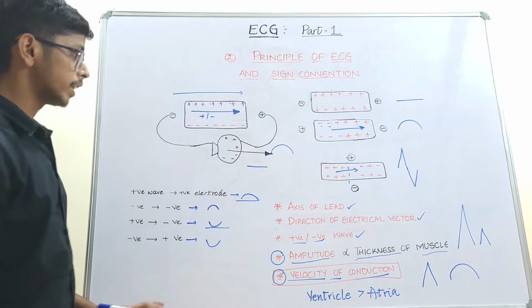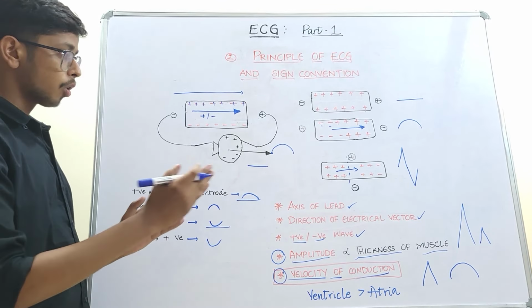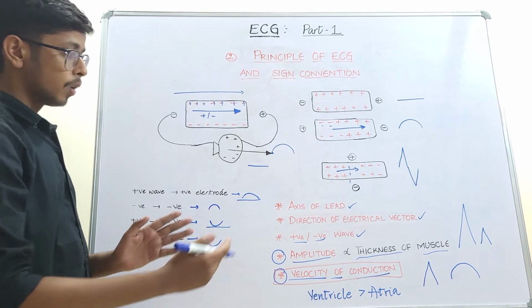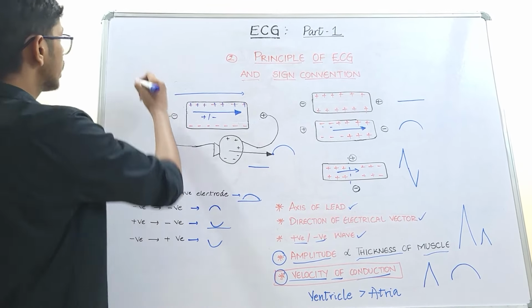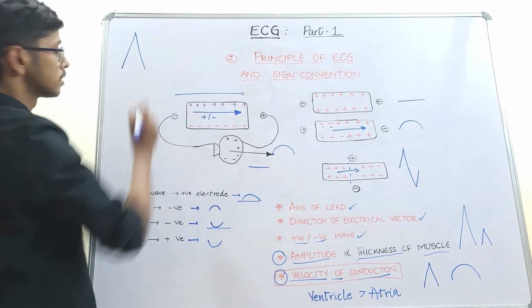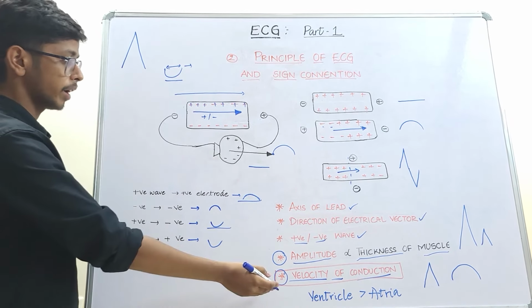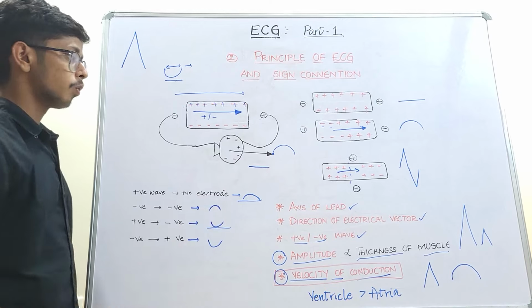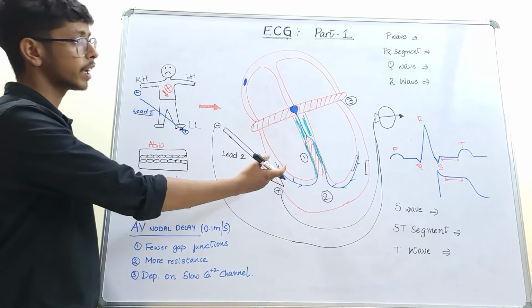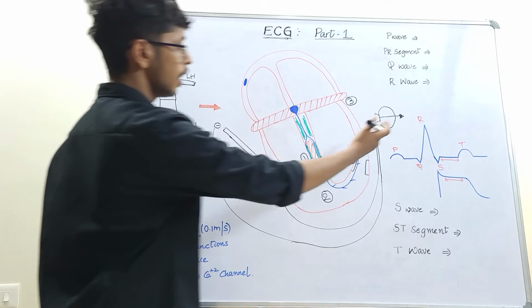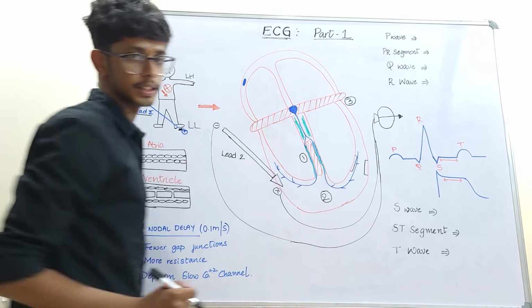For example, if I tell a positive wave going towards the positive electrode with high amplitude and high velocity of conduction, then the wave looks like this. And if you know these five factors, we can draw whatever wave we want. Okay guys, now we'll see how these electrical vectors are generated in various chambers of the heart and how it is reflected into the normal ECG.